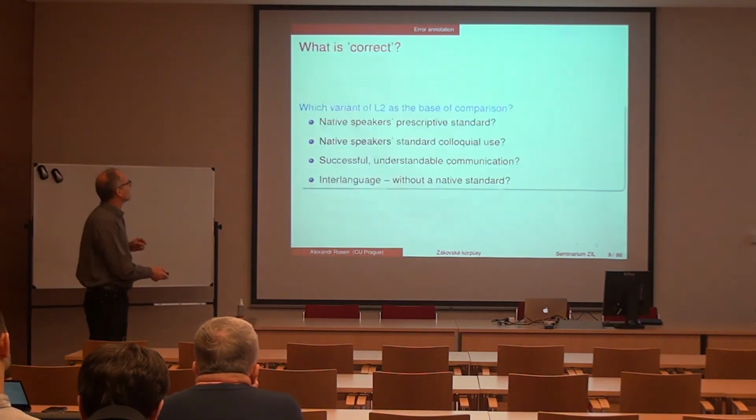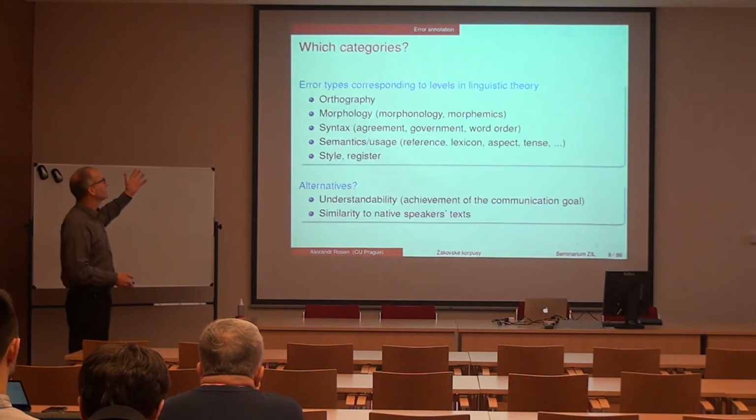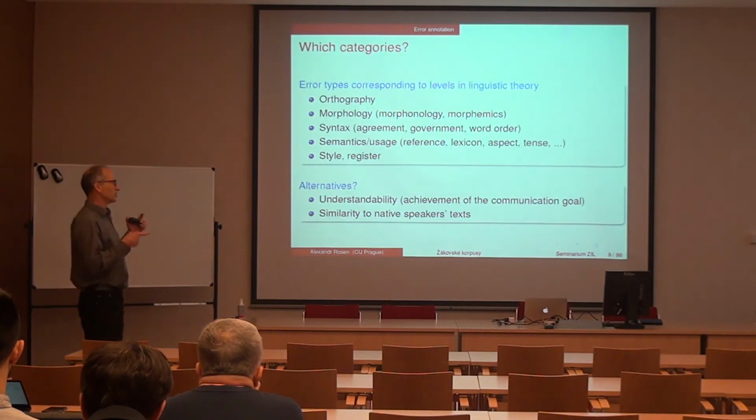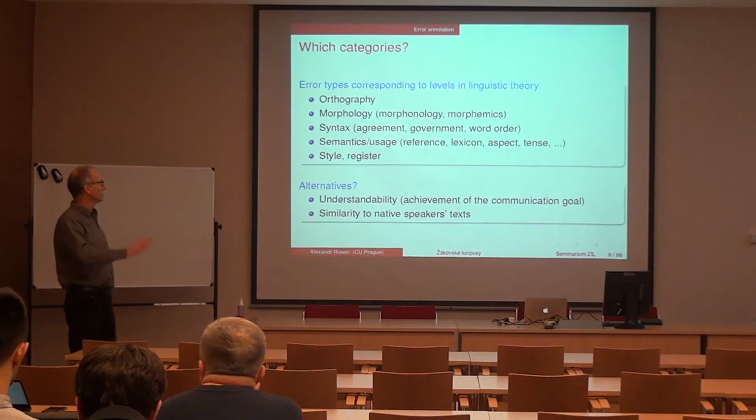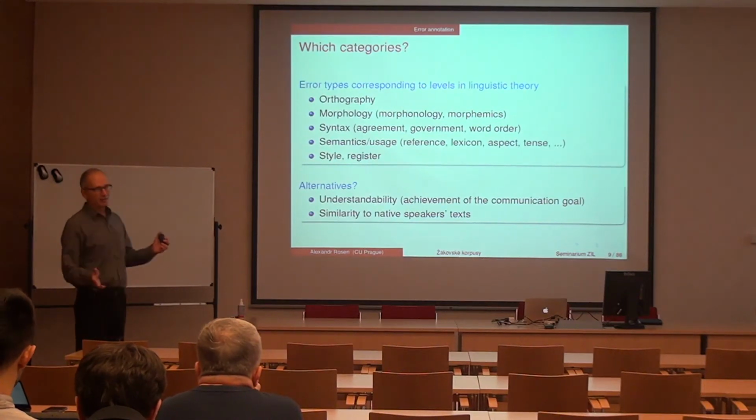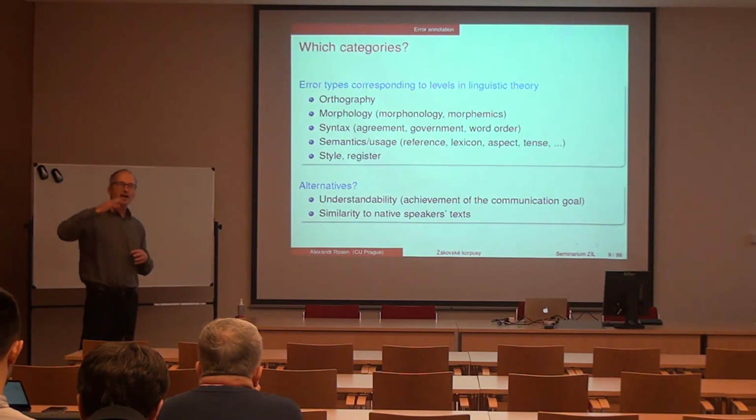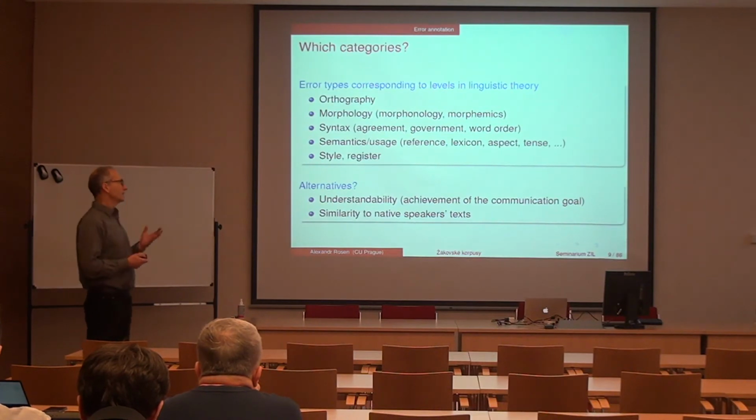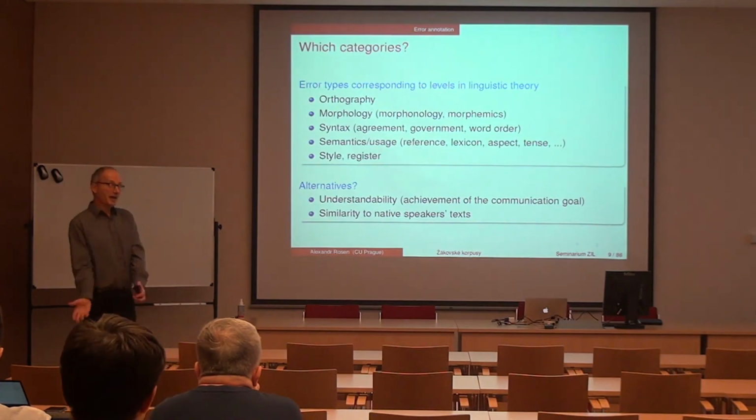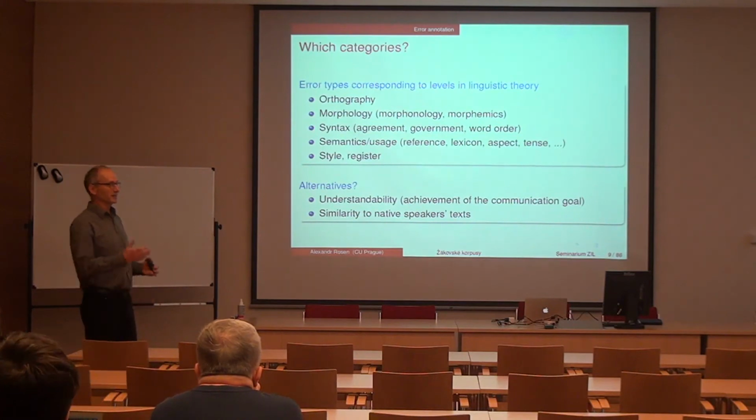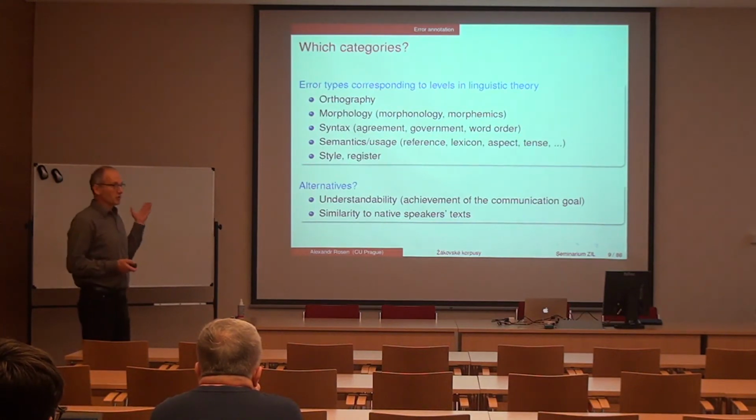Now, that was what is correct, right? Now, which categories would you like to use for dealing with the language? The standard way is to assume the levels that you have in most linguistic theories, like orthography, morphology, syntax, semantics, style, and you classify the errors along those dimensions. You can have details for each dimension, and it's pretty obvious that you then classify this as an error in tense, and this as an error in case, and so on. Well, what else? What are the alternatives?